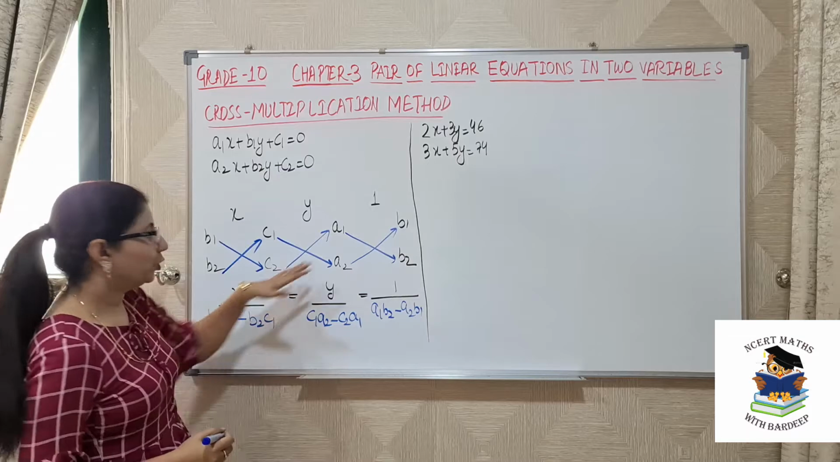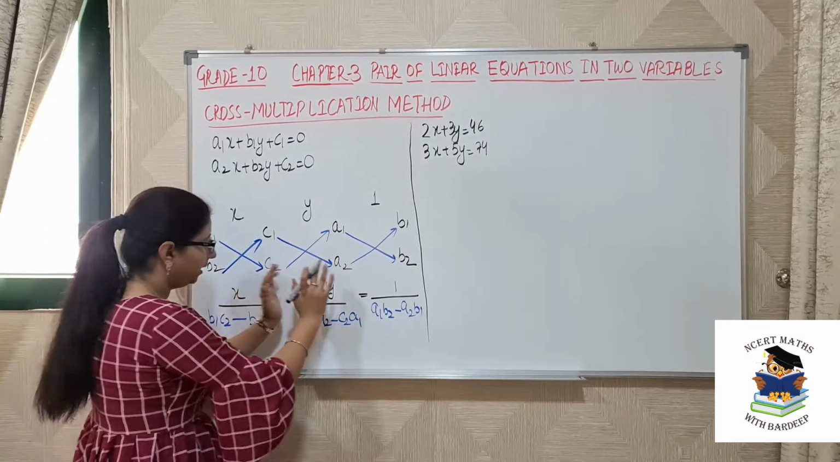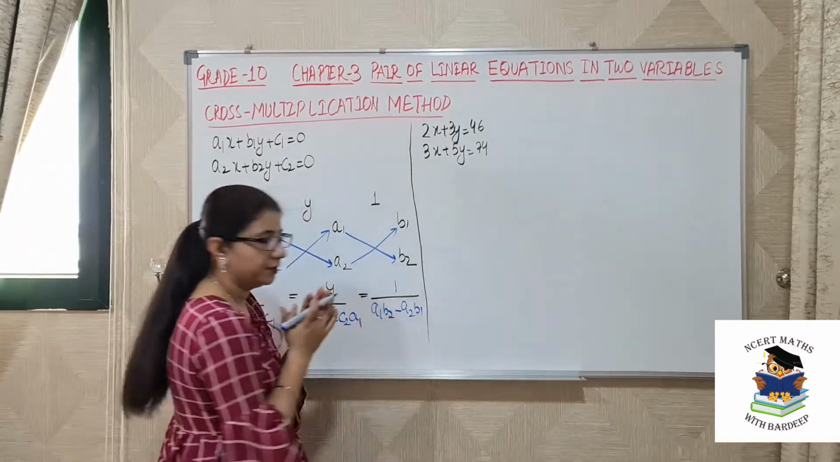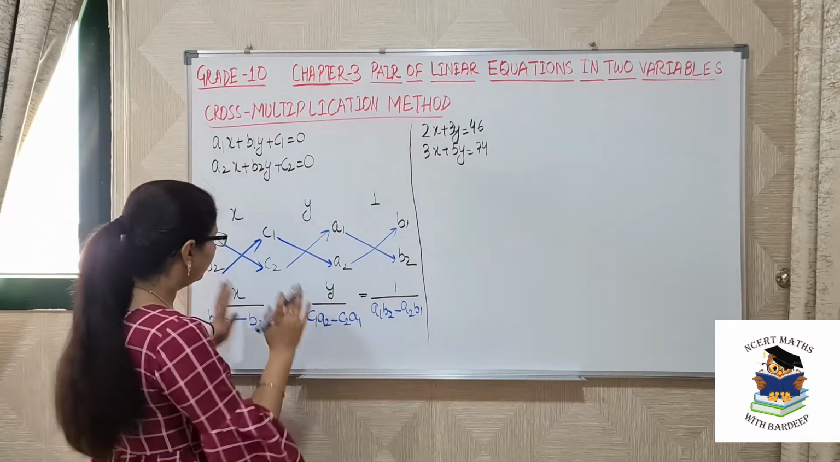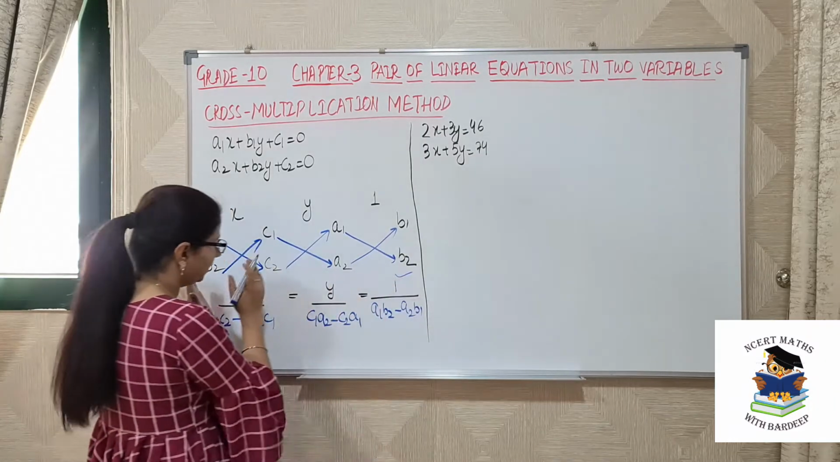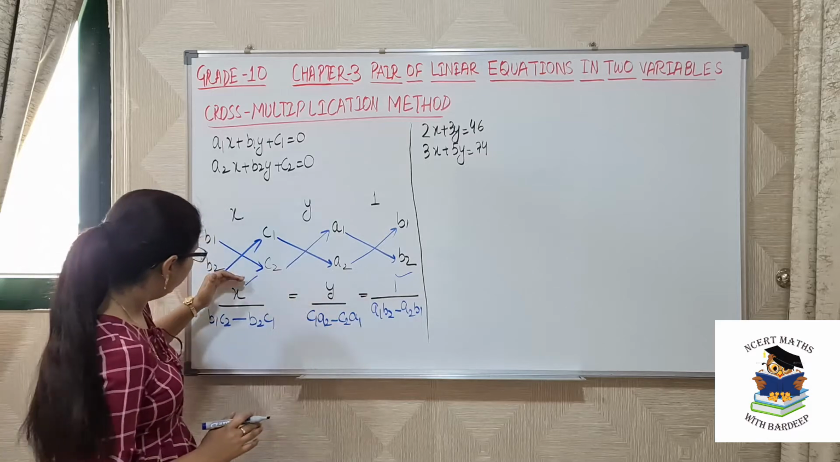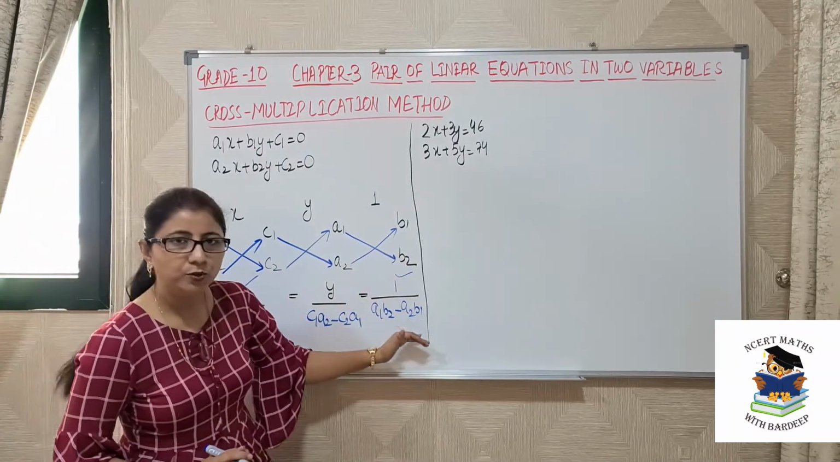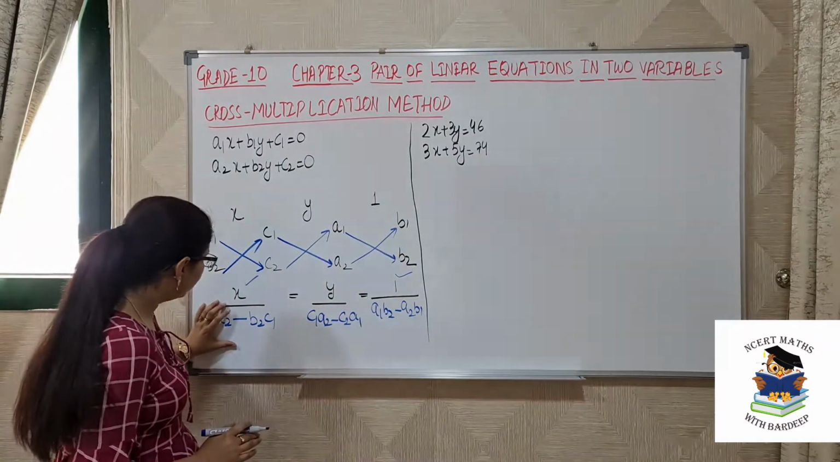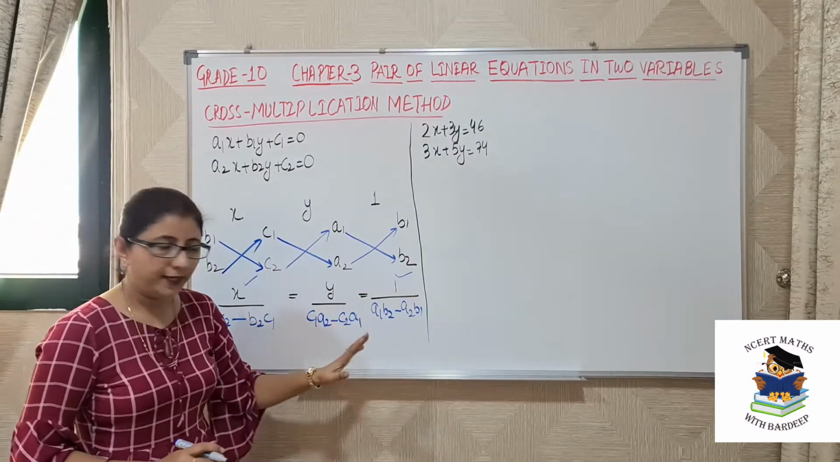Okay, so this is cross multiplication. After this step, we get x over something, y over something and 1 over something. Now how do we get the value of x? Use the first and third terms and cross multiply them. So x over this equals 1 over this. If you cross multiply, this thing will come here, so we will get the value of x.